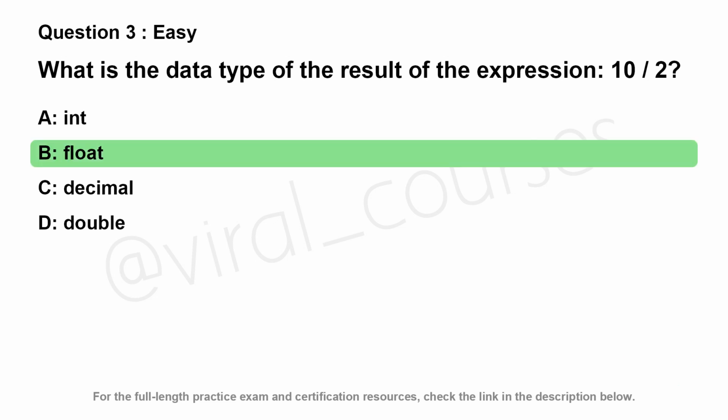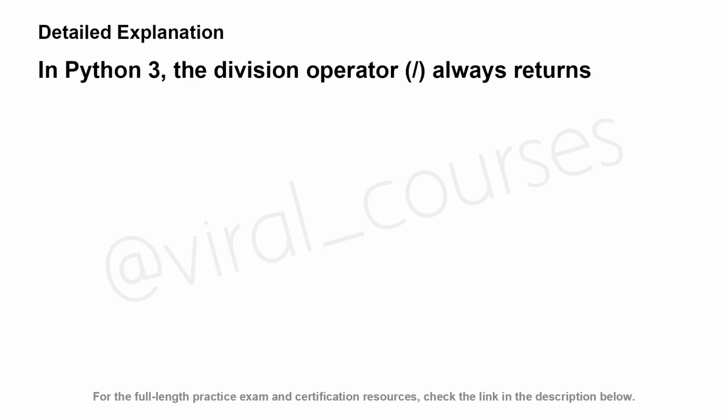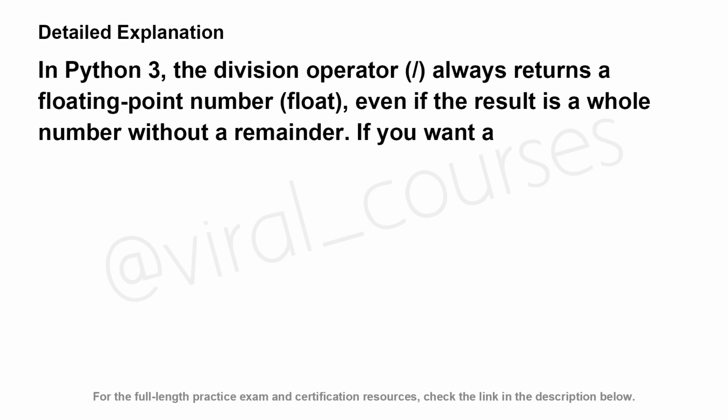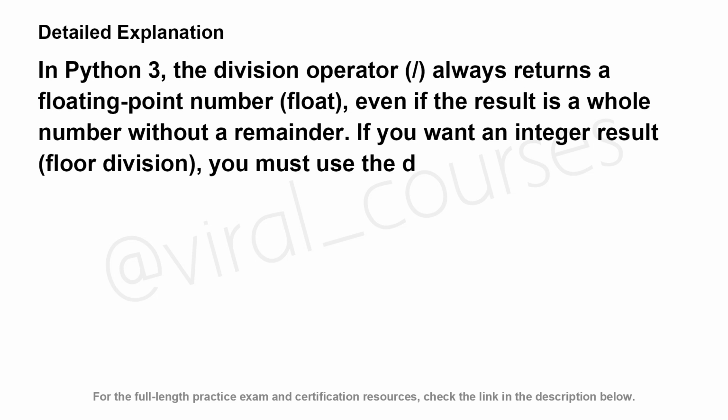The correct answer is B. In Python 3, the division operator, slash, always returns a floating point number, float, even if the result is a whole number without a remainder. If you want an integer result, floor division, you must use the double slash operator, //.